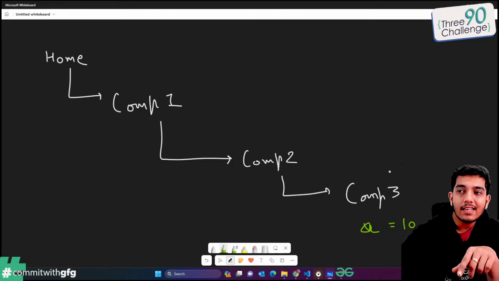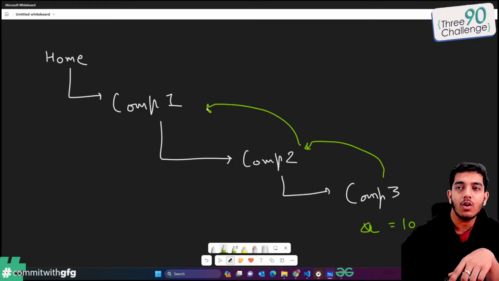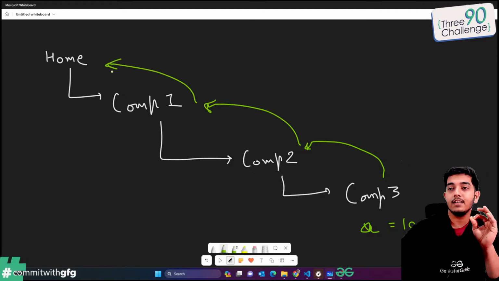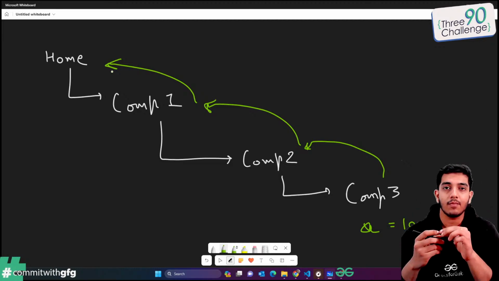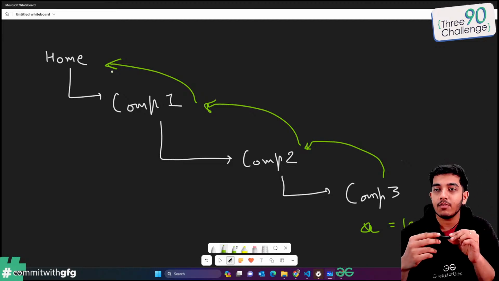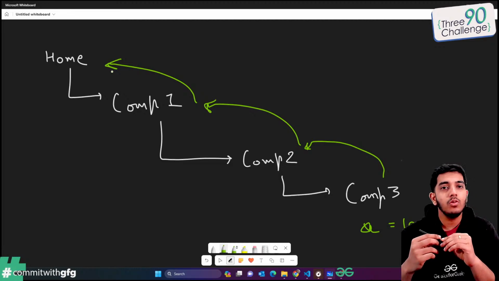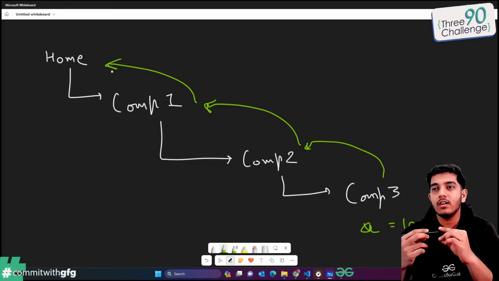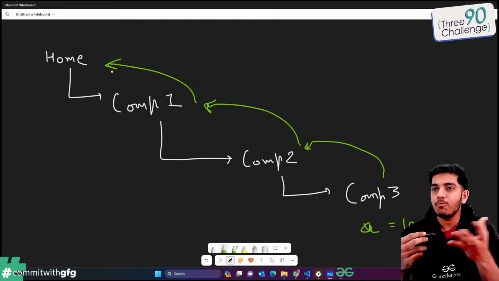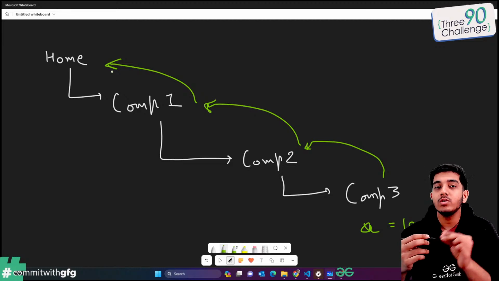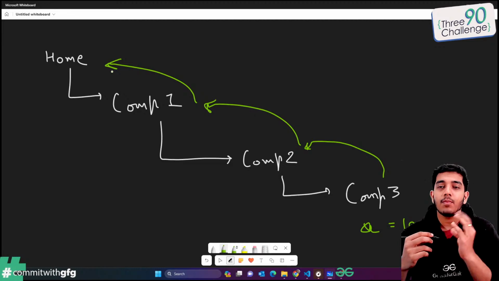Now how can I send it to the above components? There is no way where you can directly send data from child to parent. You can't send data from child to parent using normal logic. You have to use something. Either you can use different kinds of tools available in React.js or Next.js, but we are going to use Redux.